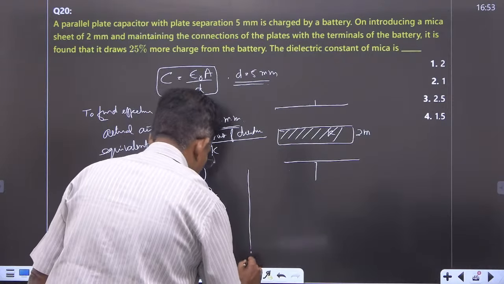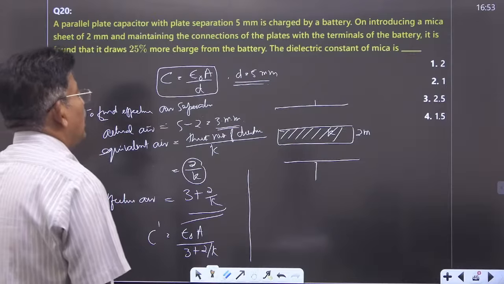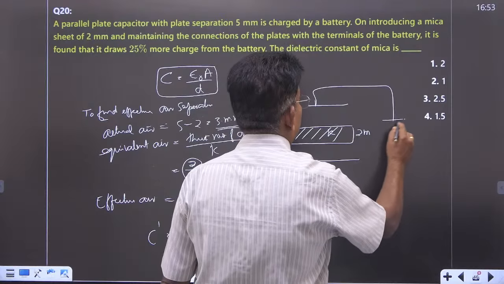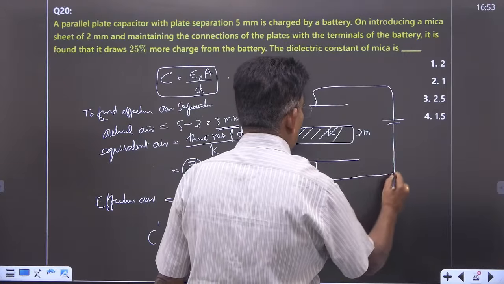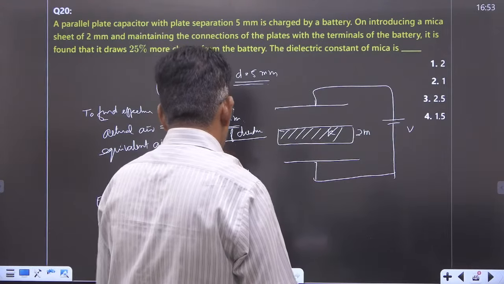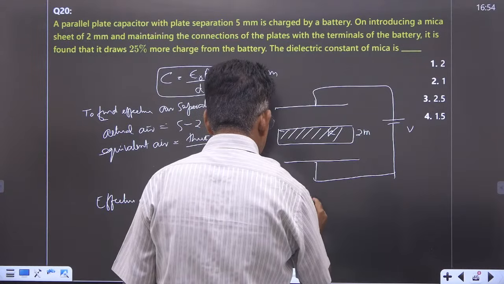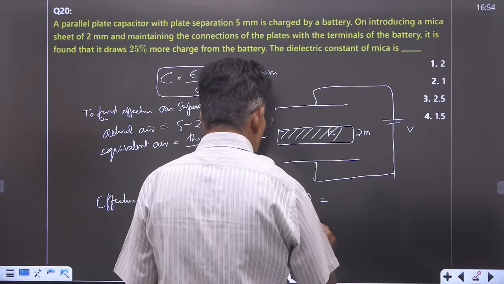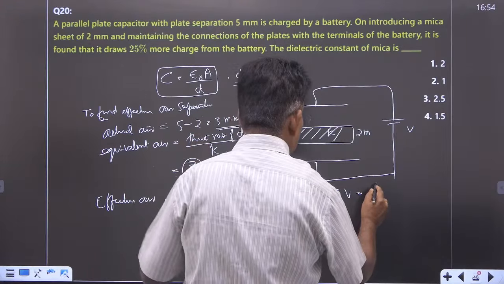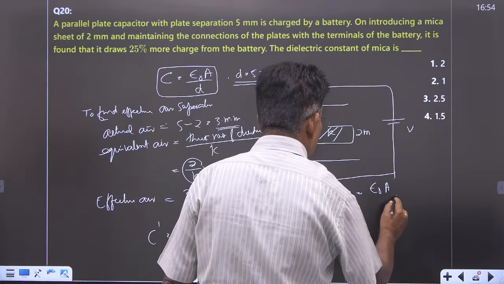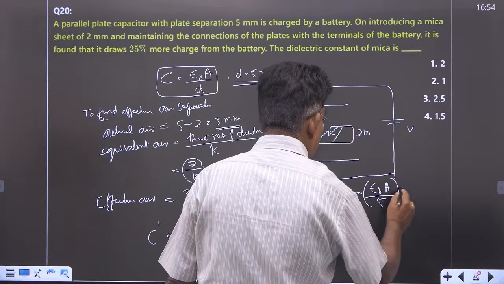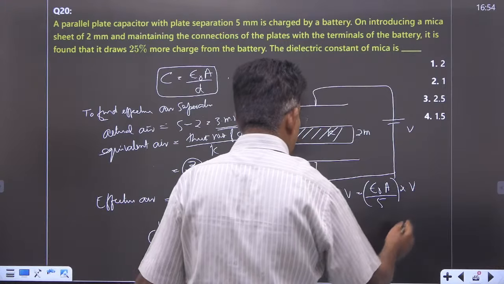Correct? Now, here we are connecting to the source of EMF, V in both the cases. So the potential difference will not change, Q will be changing. First case, what is Q? Q will be C into V. What is C? Epsilon 0 A by D, which is 5 millimeter, into V, whatever it may be.